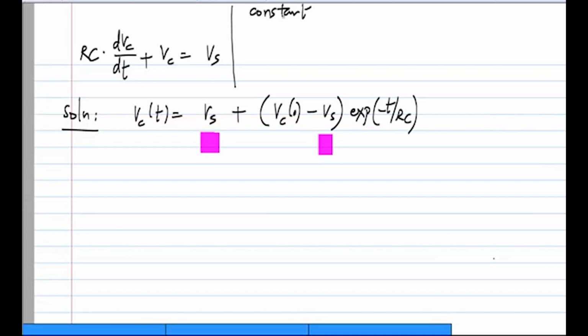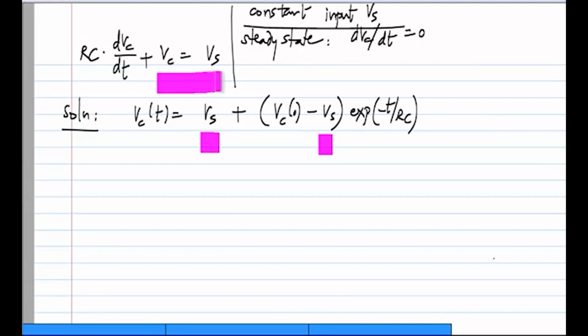If you have a constant input Vs, then the steady state is given by dVc being 0, which means that we take only this part of the equation, Vc equals Vs. This is what happens after steady state is reached. And like I have emphasized, every circuit that we will consider now will be a stable circuit, and this sort of steady state will be reached. The natural response will eventually die out.